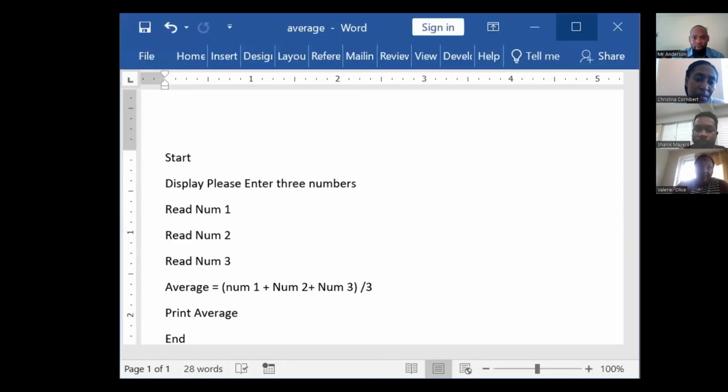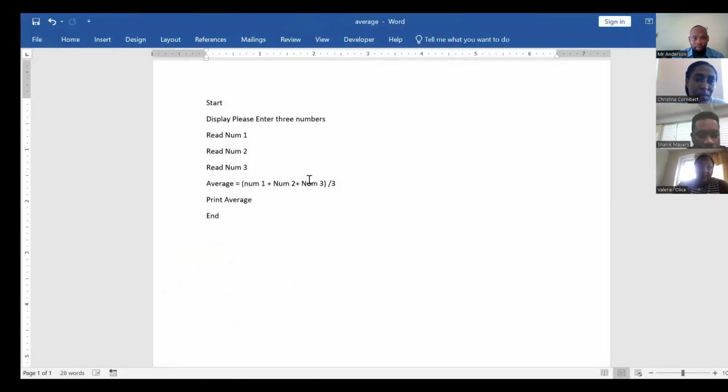Can everybody see my screen? Let me maximize. It's still loading. Right, we see it now. Okay, so I have start. We must begin our pseudocode, our algorithm. It's followed by a prompt, prompting the user to enter 3 numbers. So I have display, please enter 3 numbers. This is the message the user will see, and they will enter the numbers.